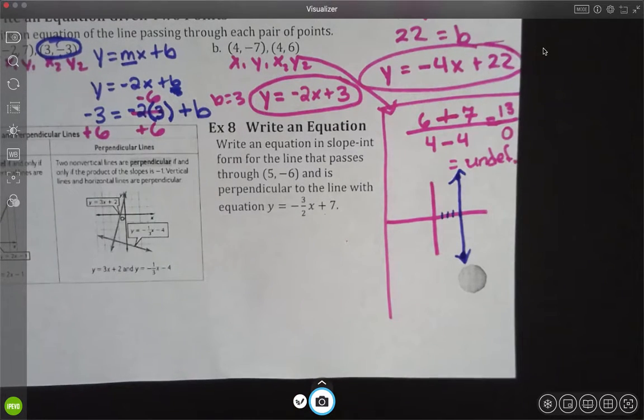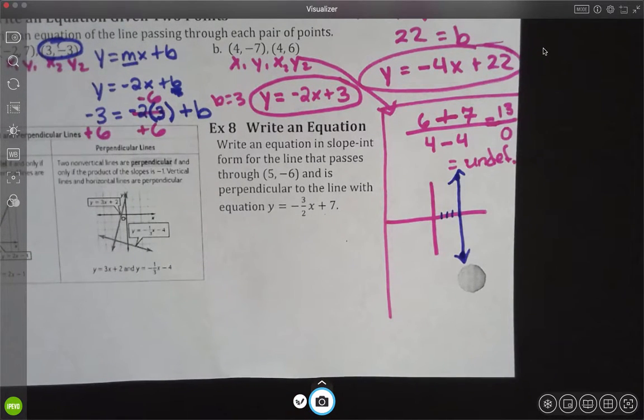How do you write that equation? No matter what, the x-coordinate is staying 4.